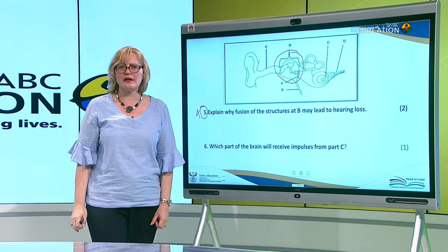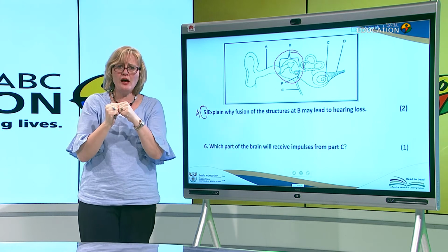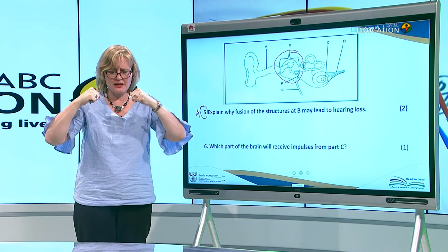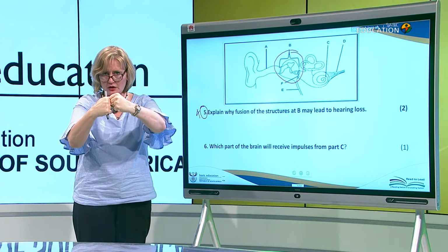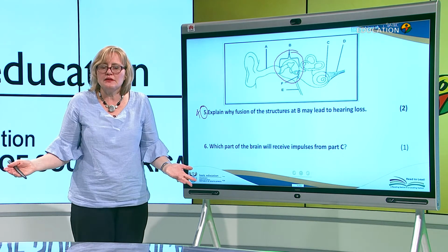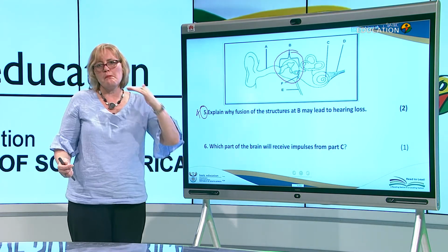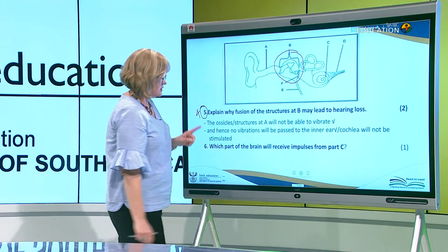Now let's think about it. They work like levers, hey. Now if they become fused, which means they are stuck together, they cannot move at all. There's no movement now. So now they cannot vibrate. And if they cannot vibrate, they cannot pass the vibrations to the inner ear. Right. So you get a mark.